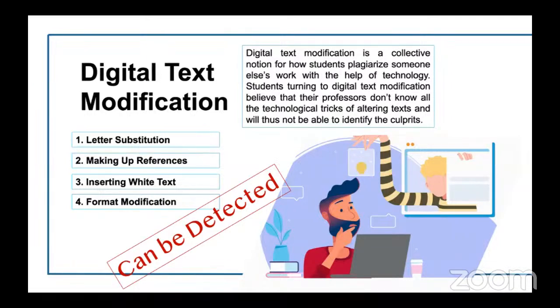So students turning to digital text modifications believe that their professors don't know all the technological tricks of altering text and will thus not be able to identify the culprits. However, advanced plagiarism checker solutions can recognize numerous types of student cheating. Even digital text modification is detectable. Digital text modifications include different methods. Let's take a closer look at how they can be done.